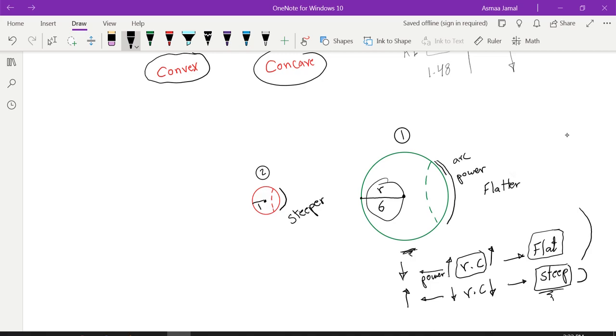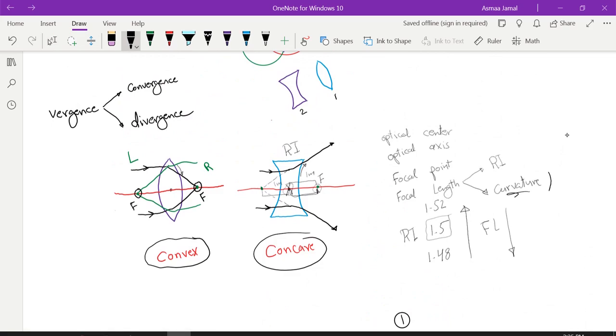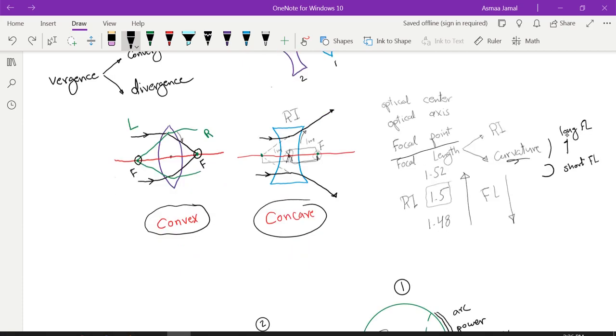So this area here is the curvature. The more bending of the surface, the more curved lens we have, which means immediately steeper lenses with higher power. Back to the curvature here. Flatter lenses will have long focal length and steeper lenses will have short focal length. So the focal length will decrease when we have high refractive index and more curved surface.